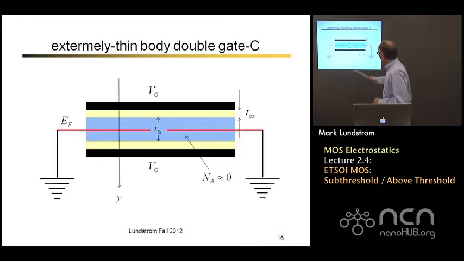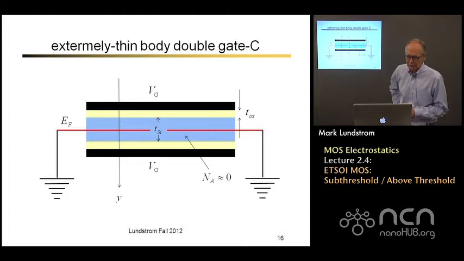Okay, I'm going to assume that this is an undoped structure, or that the doping is very, very light, and we're going to be drawing energy band diagrams normal to the surface, just the way we did for the bulk MOSFET.